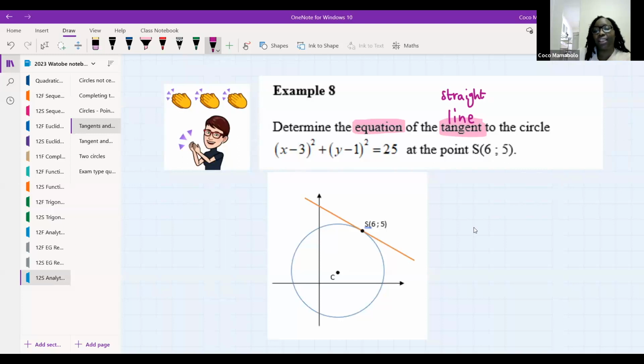Now, they've given us the equation to the circle. What do we know? What can we extract from this equation of the circle that we can use on our drawing of the circle over here? Anybody got any ideas?